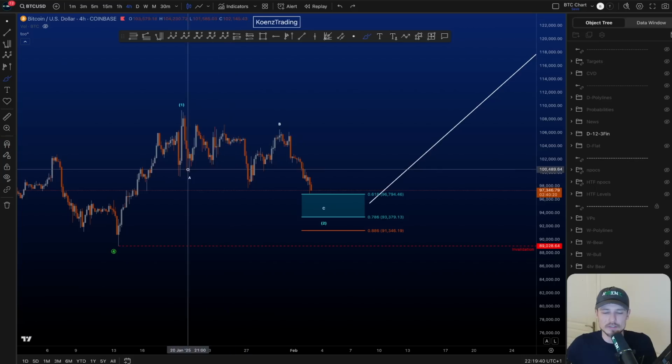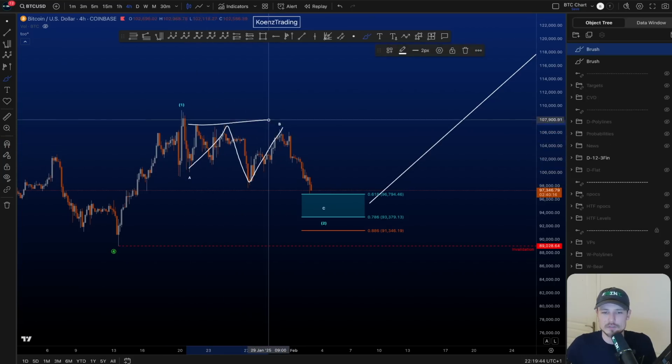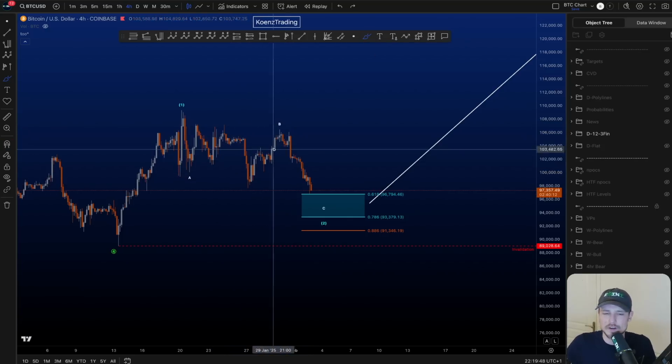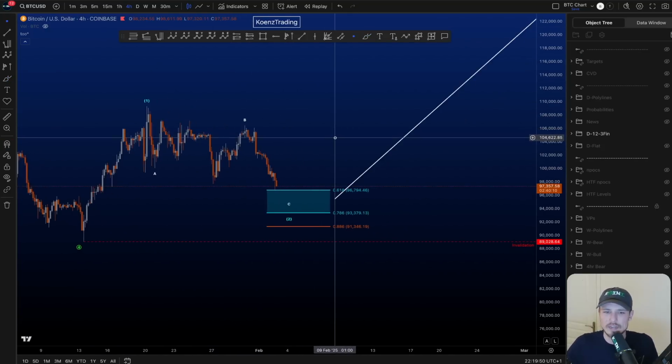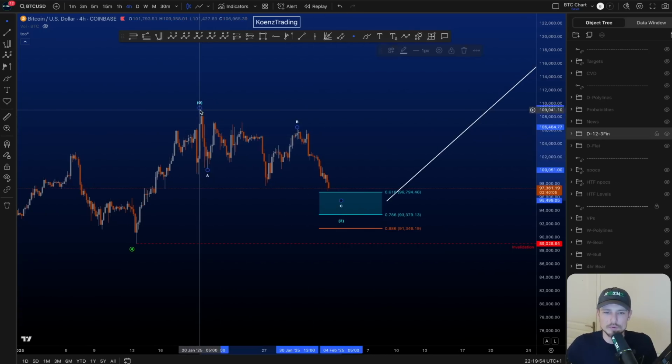Besides, wave B in this scenario has to be counted as an A, B, C, which is a running flat as we didn't take the high. And also counting this move to the upside as a 5-wave structure is not ideal. So it's a little bit forced in a way, but this would be your impulsive count.